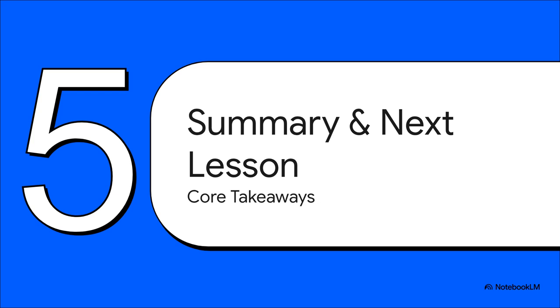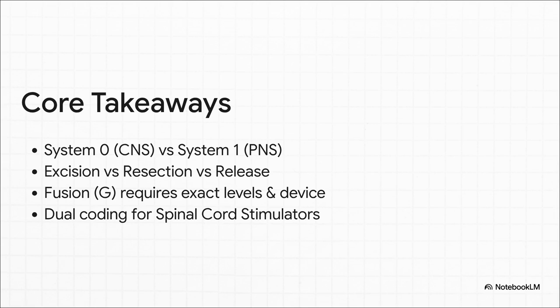And finally, Section 5, Summary and Next Lesson. Wow, what an incredible deep dive today. Let's lock in these complex guidelines with your core takeaways. First, always map your geography. Body system 0 is central, 1 is peripheral. Second, master those root operations. Excision is a partial removal, resection is a total removal, and release means coding the body part being freed, not the constraint being cut. Third, for fusions, remember that 7-character build requires exact vertebral levels, column specificity, and device identification. And lastly, always remember to dual code for spinal cord stimulators.